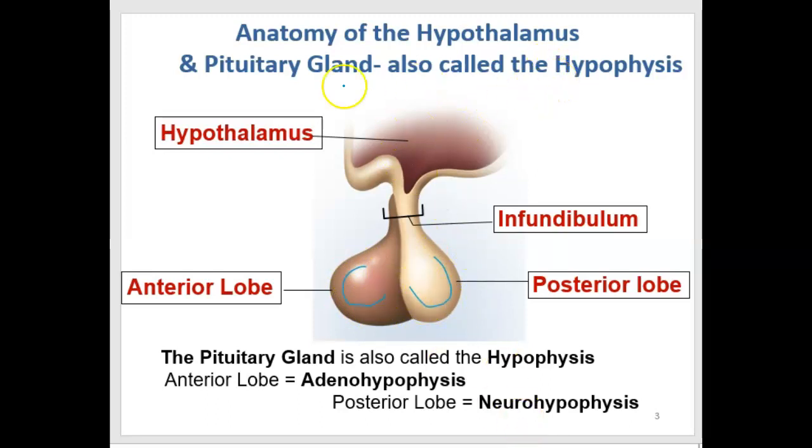One thing to keep in mind as some of the anatomical terminology comes up is that the pituitary gland is also called the hypophysis. In the front, the lobe in the anterior region is called the adenohypophysis, and the posterior lobe, the lobe in the back, is called the neurohypophysis. And you know that the pituitary gland in general hangs off of a stalk called the infundibulum from the hypothalamus, right there.